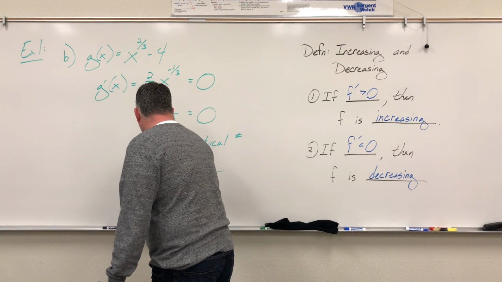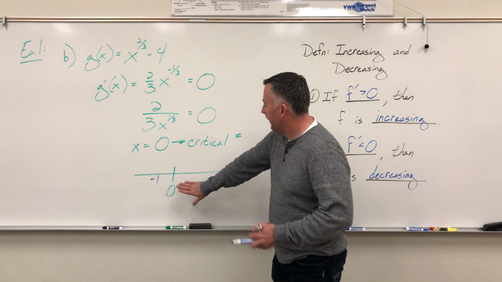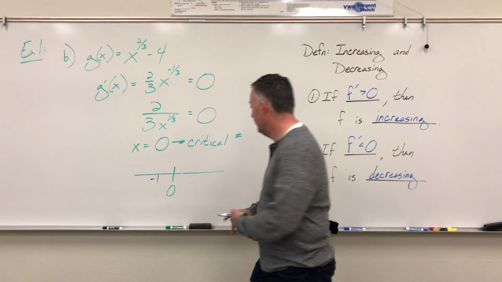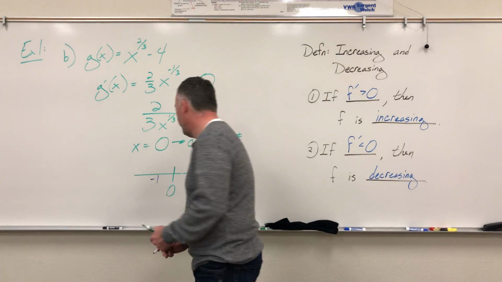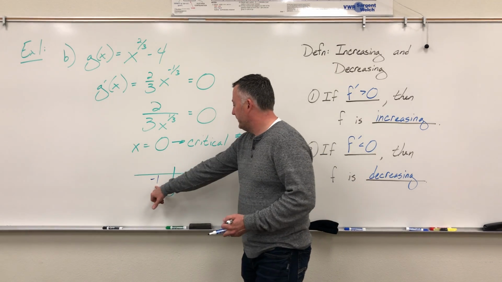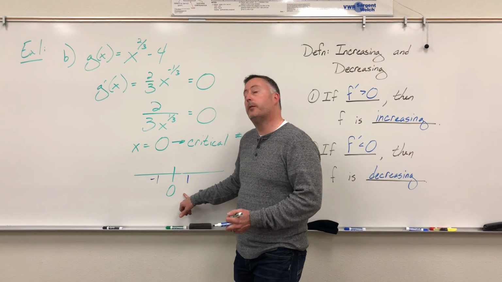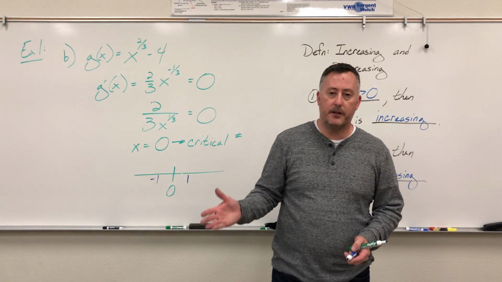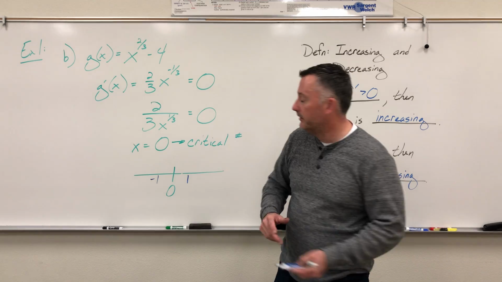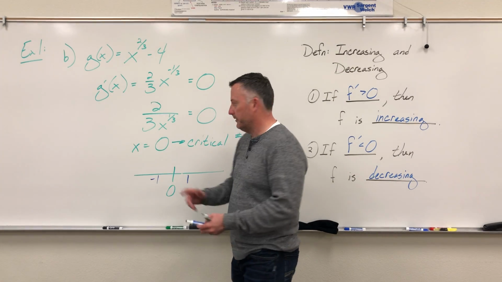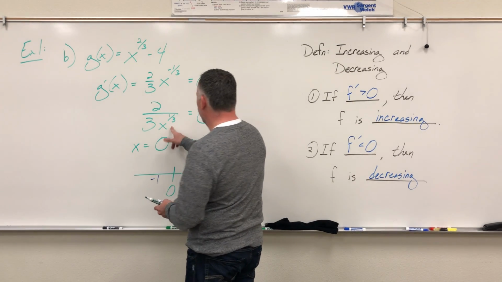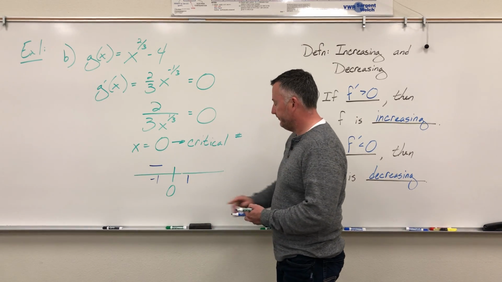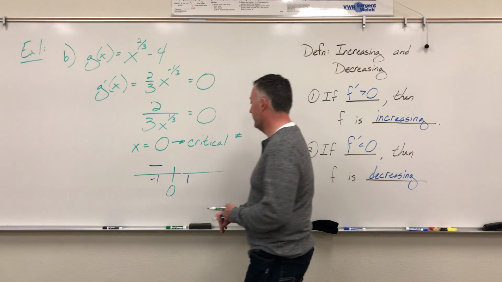So negative 1. And on this side, you can choose any number you want as long as it's bigger than 0. So positive 1. Your test numbers, these blue numbers, you plug back into the derivative, and all you care about is if it comes out positive or negative, just the sign of the answer. If I plug in the negative 1, it comes out negative. If I plug in the positive 1, it comes out positive.